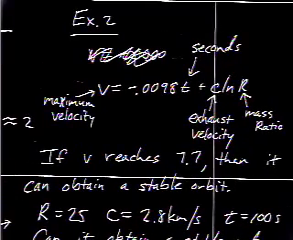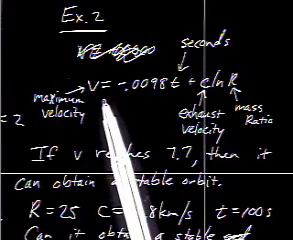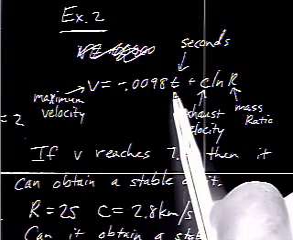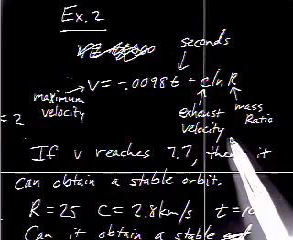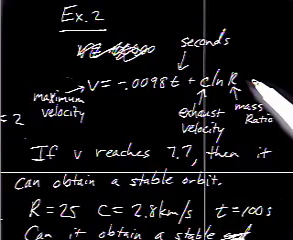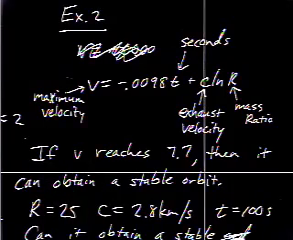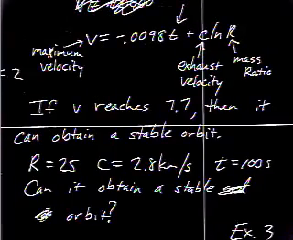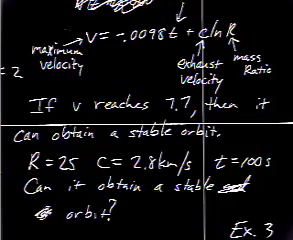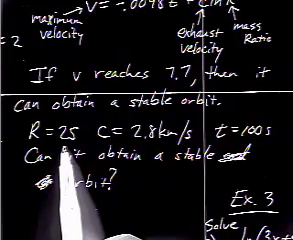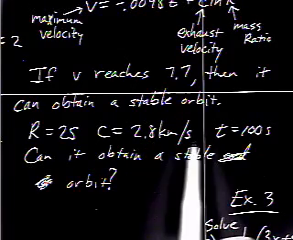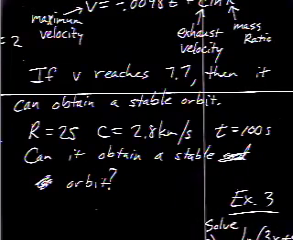Example 2 is a story problem situation. It's talking about the maximum velocity that a rocket can have, which is based upon a few different things: the number of seconds that the rocket fires, the exhaust velocity, and the ratio of the mass of the rocket with the fuel to the mass of the rocket without the fuel. That's called the mass ratio. So these four things are connected together. And here's the problem. It says if the maximum velocity reaches 7.7, then the rocket can obtain a stable orbit around the Earth. Well, if the mass ratio is 25 and the exhaust velocity is 2.8 kilometers per second and the rocket fires for 100 seconds, the question is, can it obtain a stable orbit?